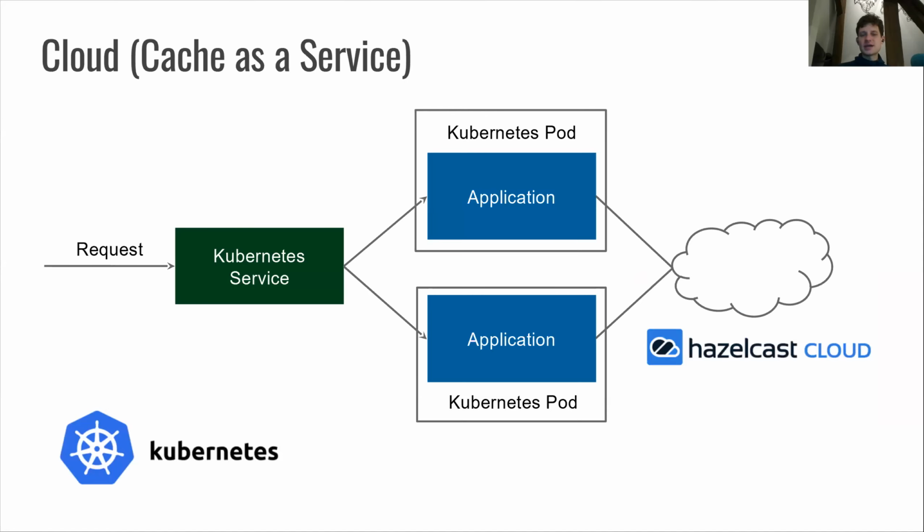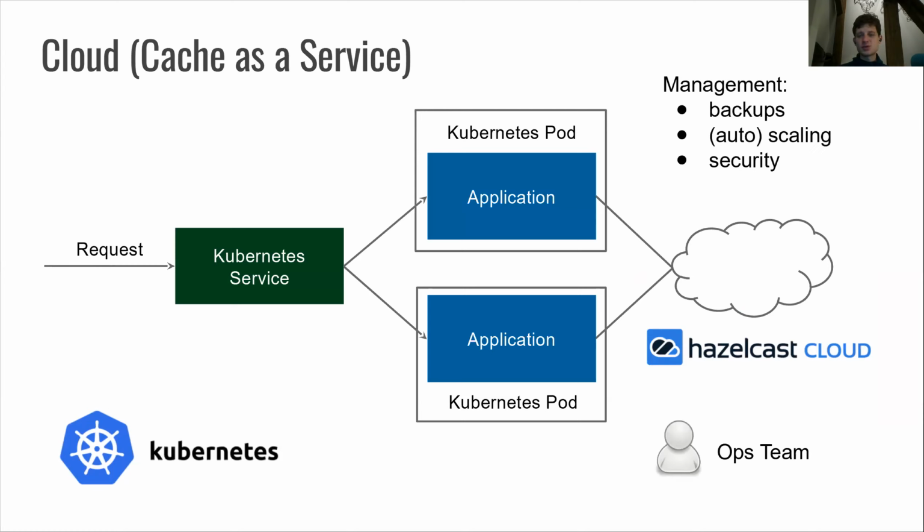How it looks like. Again, a request goes to our system and is load balanced to one of the applications. The application uses a cache client to connect to the cache server, but the cache server is located in the cloud. So in the cloud, it means we don't have to worry about all this management part. We basically pay the cloud provider to give us the cache cluster.